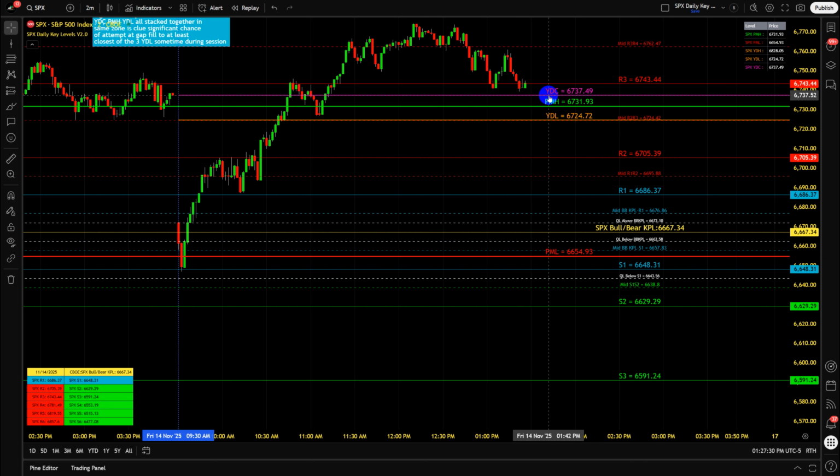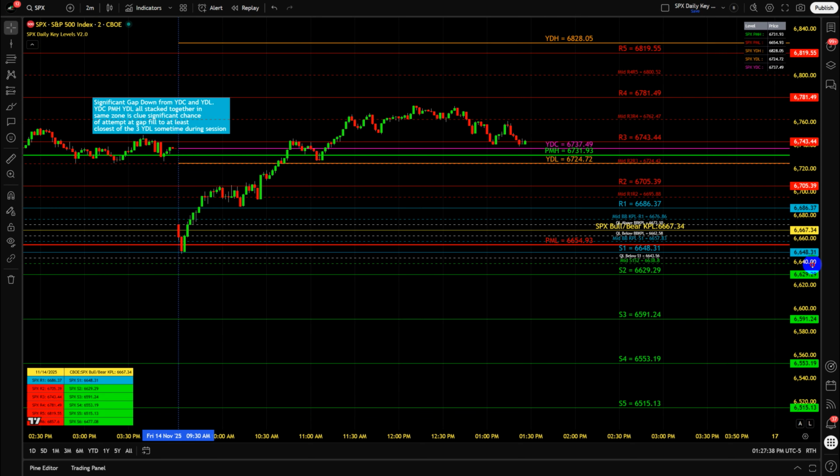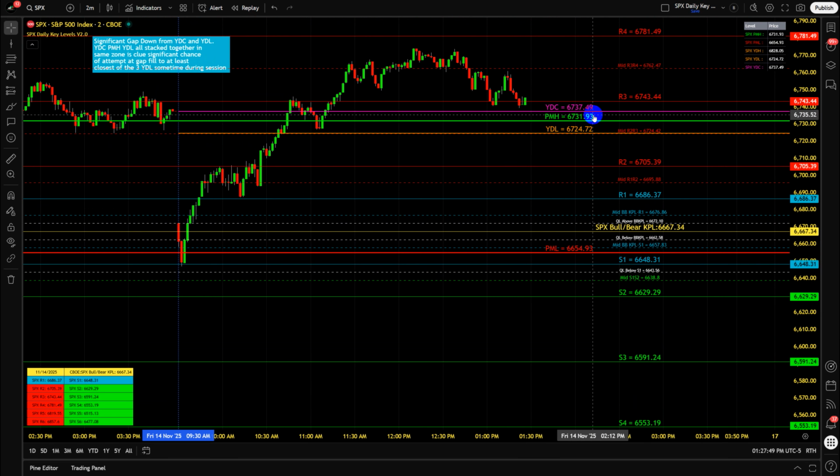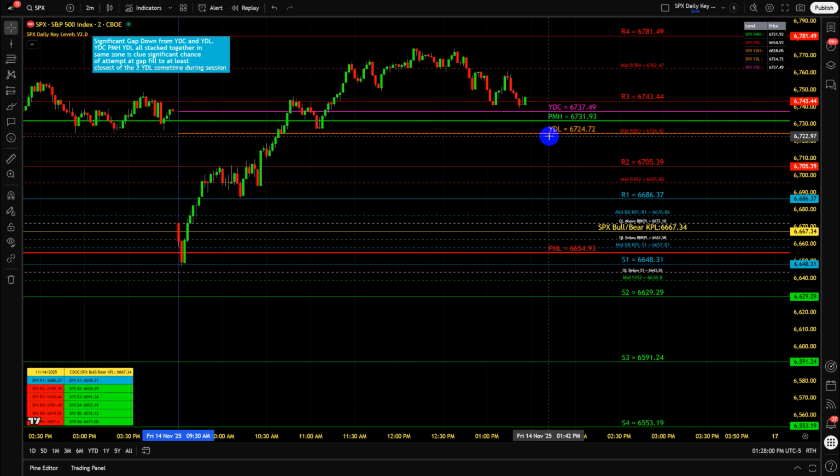Now you also see these other levels here, which are also displayed on this table. We'll go back out here so you can see one of them. YDH is yesterday's daily high, specifically the previous day's RTH session high. YDC is yesterday's daily close, the previous day's RTH session close. YDL is yesterday's daily low, the previous RTH session's low. PMH is the pre-market high, and PML is the pre-market low.